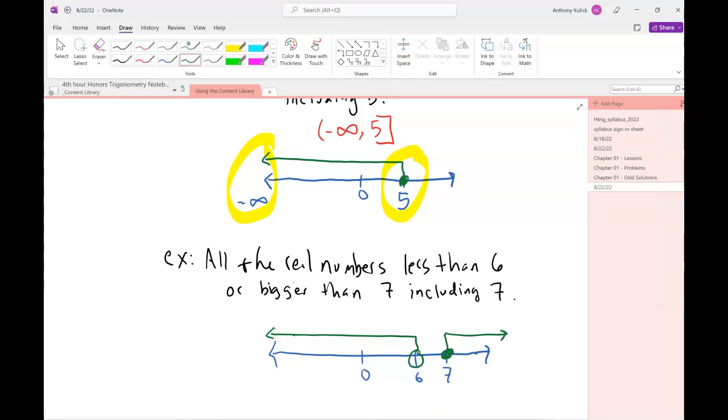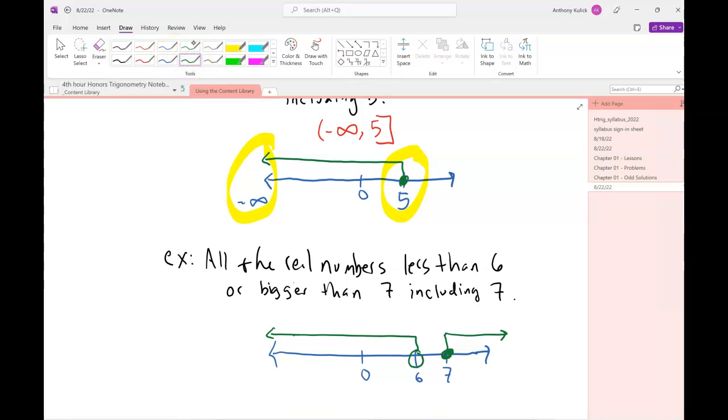What's the difference between open and closed? The open means we're not including 6, right? And the closed means we are including. It's basically the difference between a less than versus a less than or equal to. What's the difference between the bracket and the parentheses? The bracket means that value is included in the set, and the parentheses means it is not. And since infinity is not a specific number, the infinities always get a parenthesis.